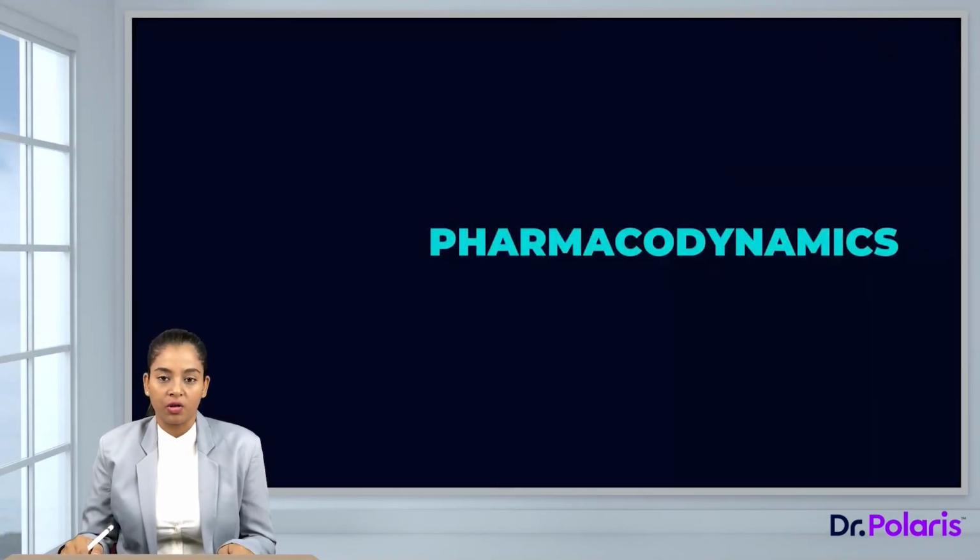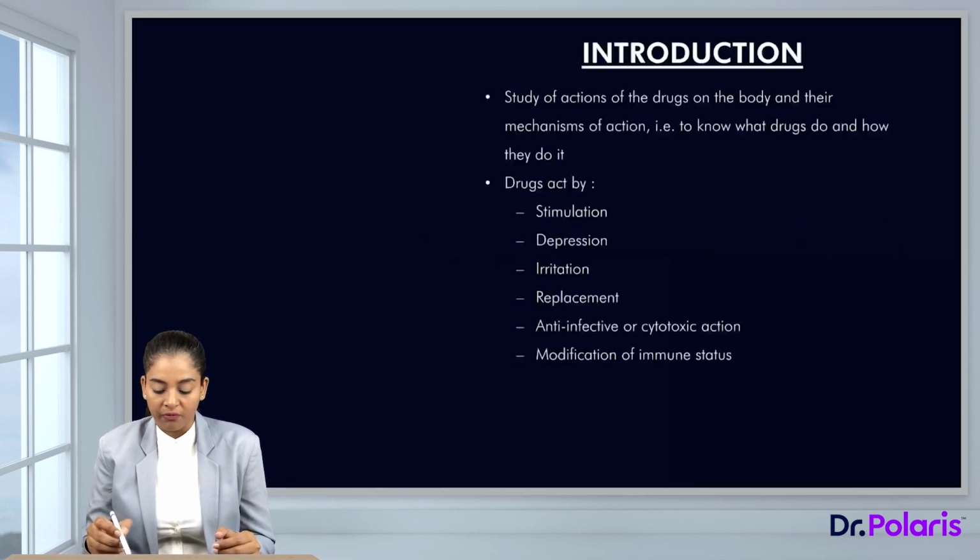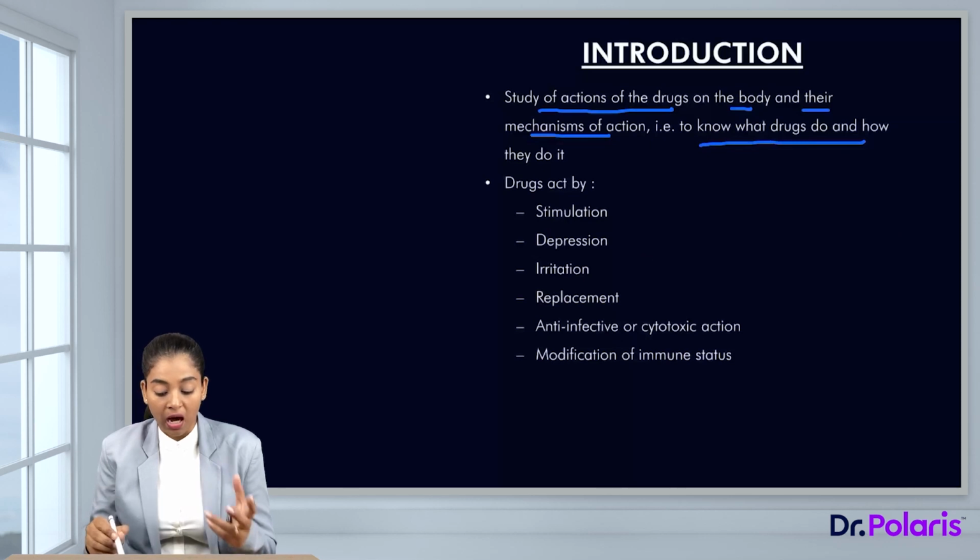So this session we're going to talk about pharmacodynamics. Pharmacodynamics is a chapter which deals with how the drug produces its action. Whatever the drug does, some drugs might relieve pain, some drugs might reduce temperature. So how do they do this action? What is the mechanism by which they act? Pharmacodynamics is nothing but the study of action of drugs on the body and their mechanism of action. That is to know what the drugs do and how they do it.